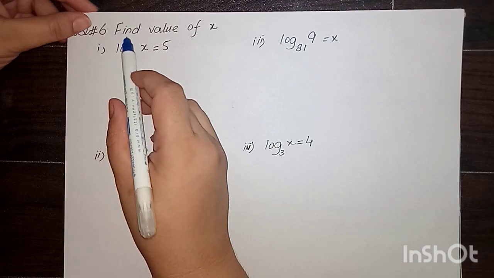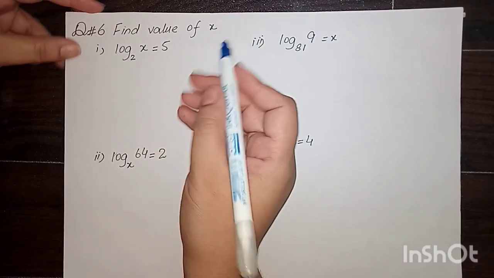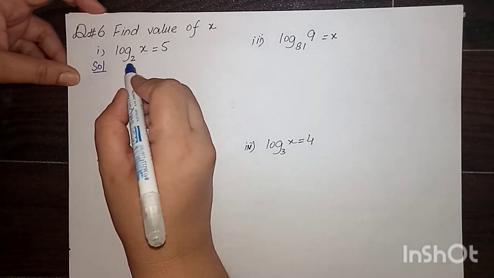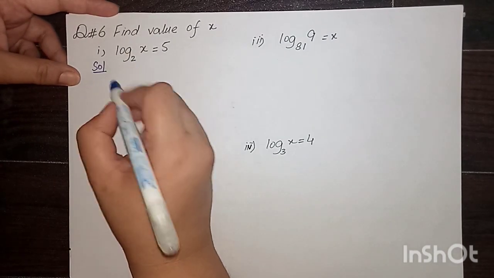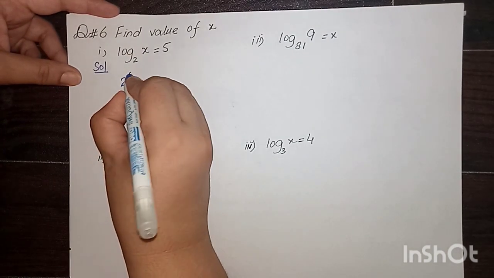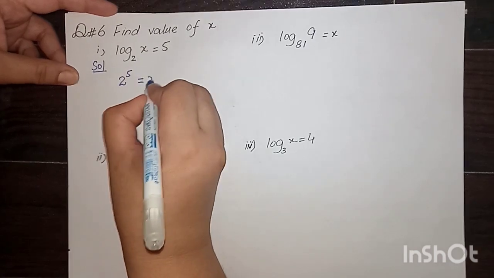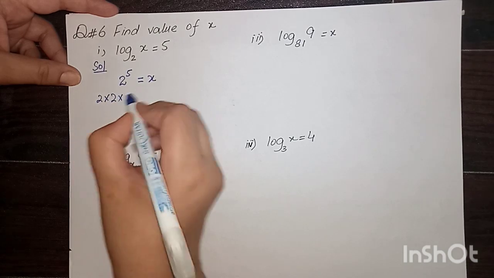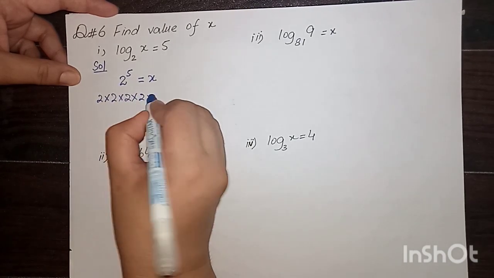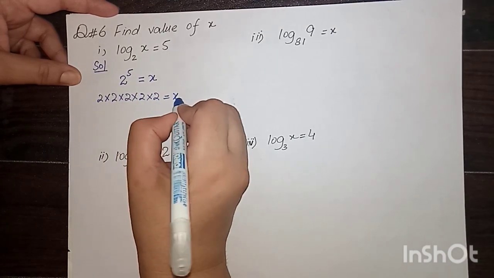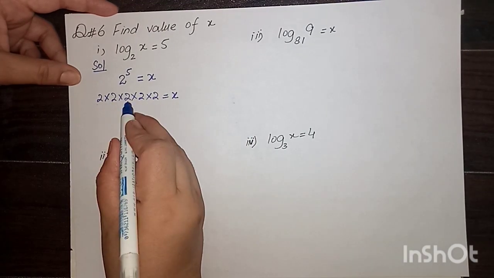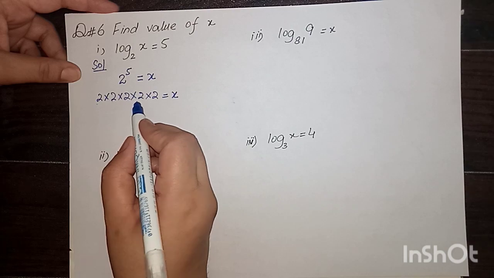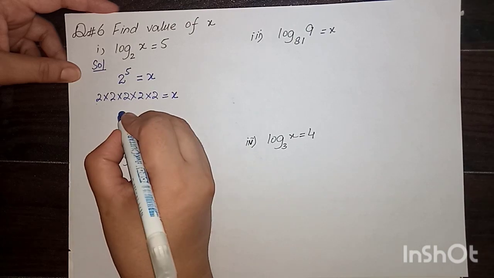My next question is question number 6. Find the value of x. Same question, same method. So solution, first of all we will convert it into exponential form. So this is equal to 2 to the power of 5 is equal to x. 2 power 5 means 2 multiplied 5 times, which is equal to x. 2 2s are 4, 4 2s are 8, 8 2s are 16, 16 2s are 32.